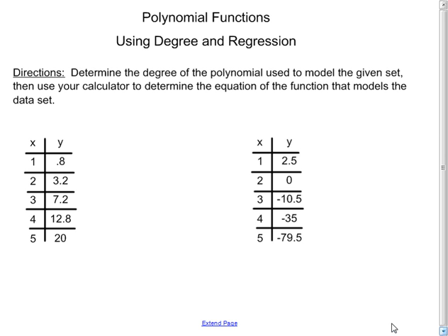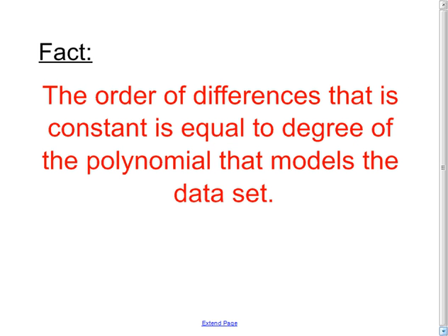Determine the degree of the polynomial used to model the given set. Then use your calculator to determine the equation of the function that models the data set. Okay? So, first thing we need to look at is this fact. We've studied this in class a little bit, and you should have this decently secured. You should say that the order of the differences that is constant is equal to the degree of the polynomial that models the data set.